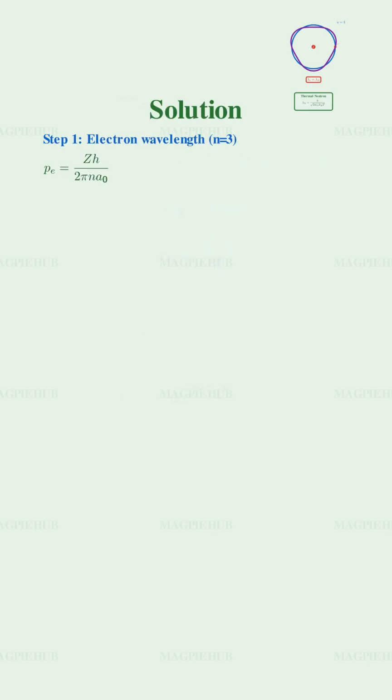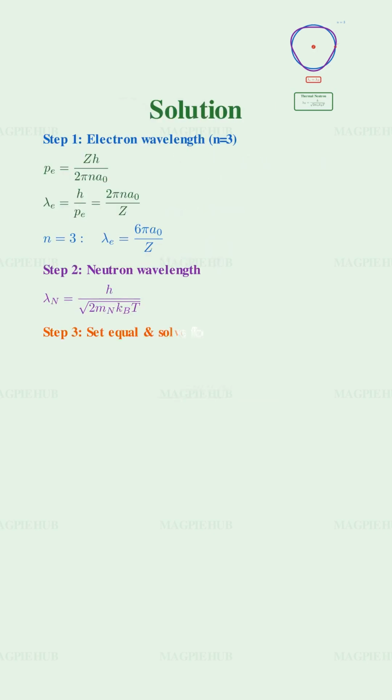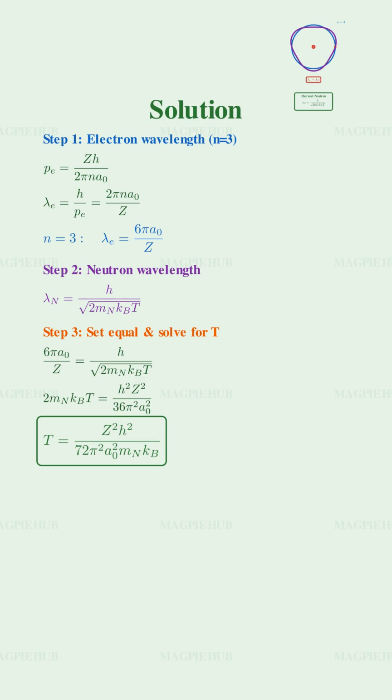Now the solution. Step 1. The electron de Broglie wavelength in the n equals 3 Bohr orbit. From the Bohr model, the electron momentum is p equals Z h over 2 pi n a naught. So lambda e equals h over pe, which gives 2 pi n a naught over Z. For n equals 3, lambda e equals 6 pi a naught over Z. Step 2. The neutron de Broglie wavelength. A thermal neutron has kinetic energy equal to kBT. So lambda n equals h over square root of 2 mn kBT.